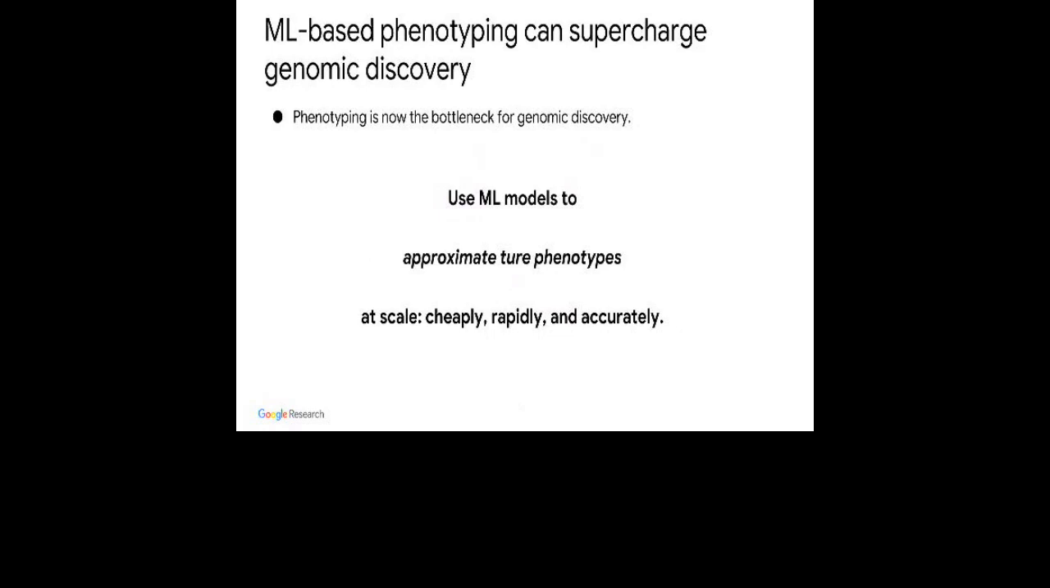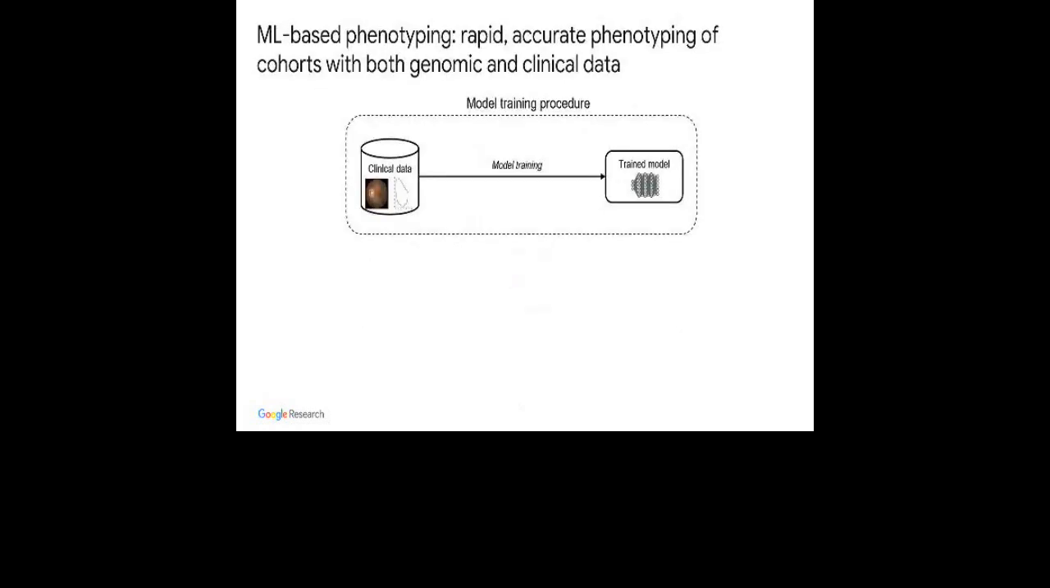Now, how does this work? I will give a very high-level idea. The process is two steps. The first step is that you're trying to train a model to predict the disease or the phenotype of interest using clinical data. Clinical data can be ECGs, MRI, fundus images, any data that a clinician will look at and try to predict the disease. That's called clinical data.